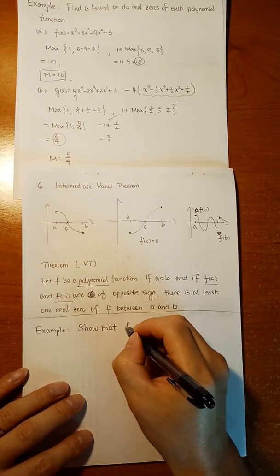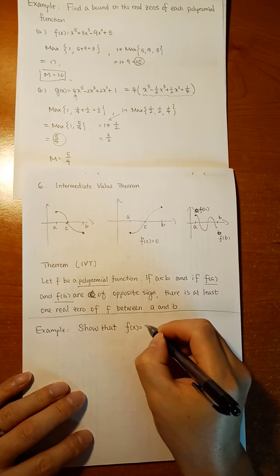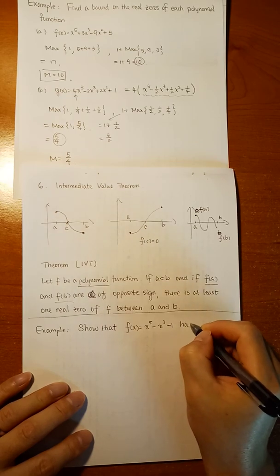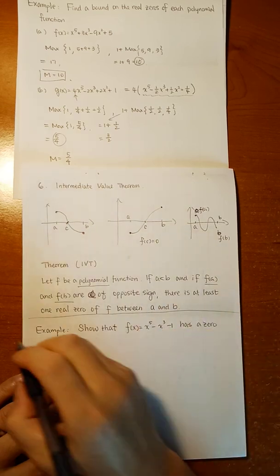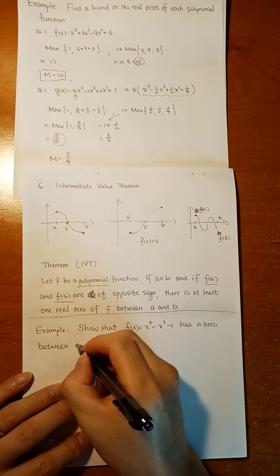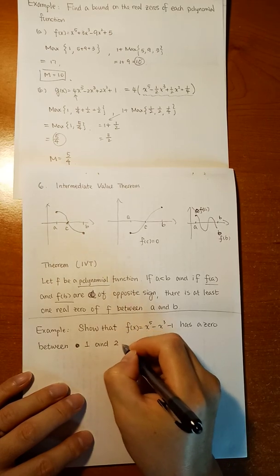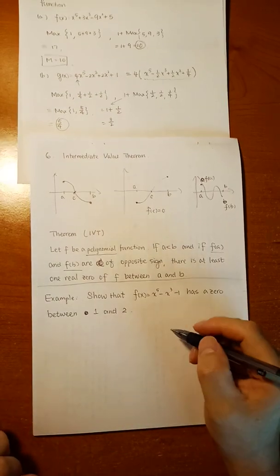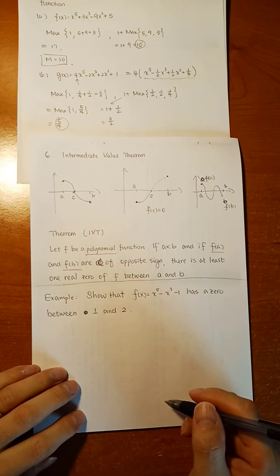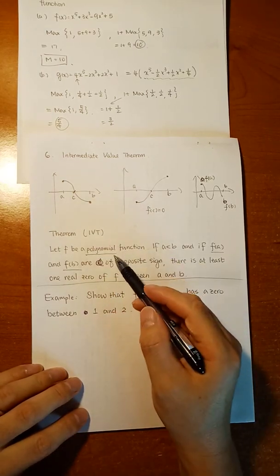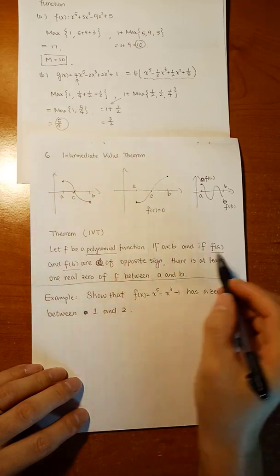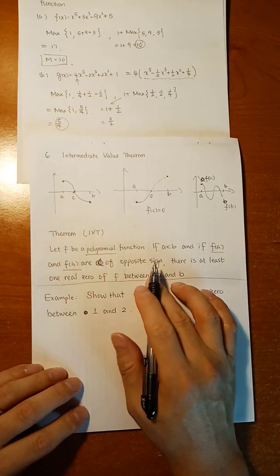Okay, example. Show that f(x) = x^5 - x^3 - 1 has a zero between 1 and 2. So we are going to confirm that there is a zero between some two numbers. We will apply IVT. In order to apply IVT, we need a polynomial. Good. We need two points a, b. Good. We also need to verify f(a), f(b) have different signs.